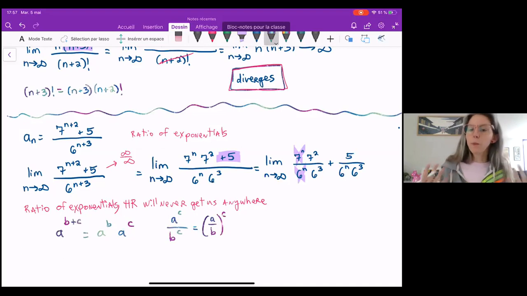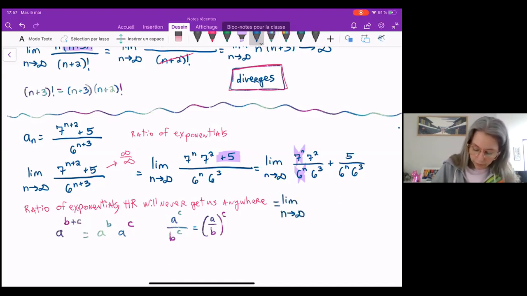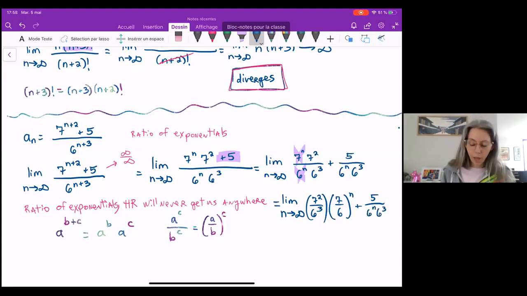Or alternatively, how you might be used to thinking of it is if you have a over b to the c, then you can distribute that c to both the numerator and the denominator. So that's what I'm going to do in this case. I'm going to end up with the limit as n approaches infinity. I'm going to pull that 7 squared times 6 cubed to the outside, and then I will have 7 over 6 to the power of n, plus 5 over 6 to the power of n times 6 cubed.